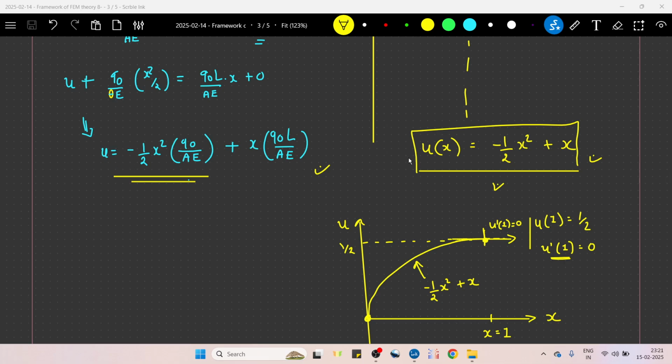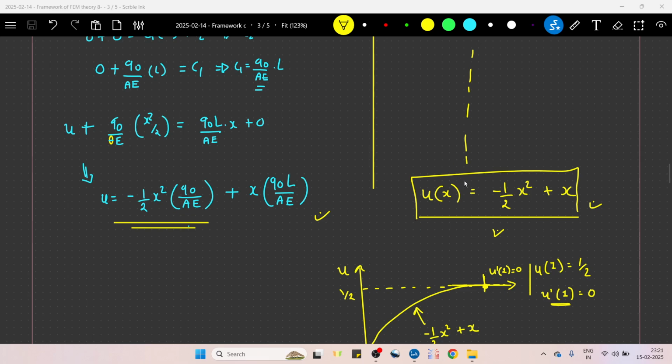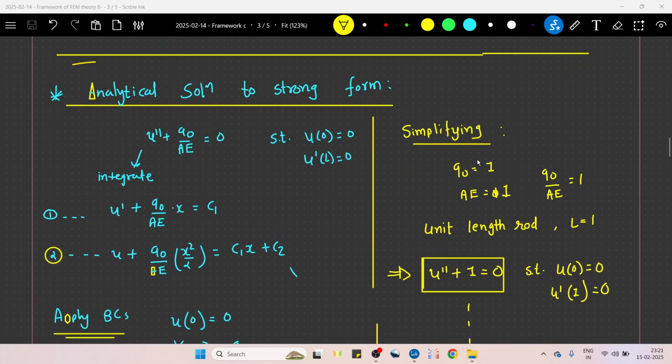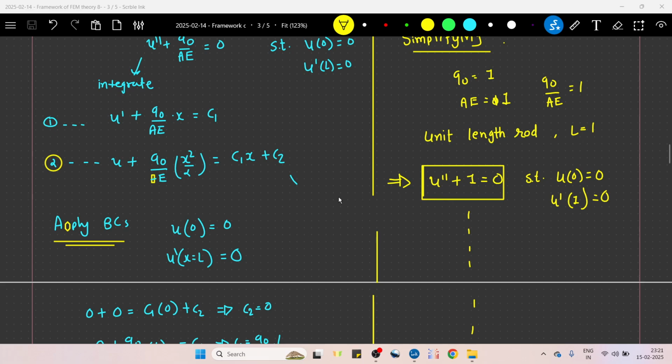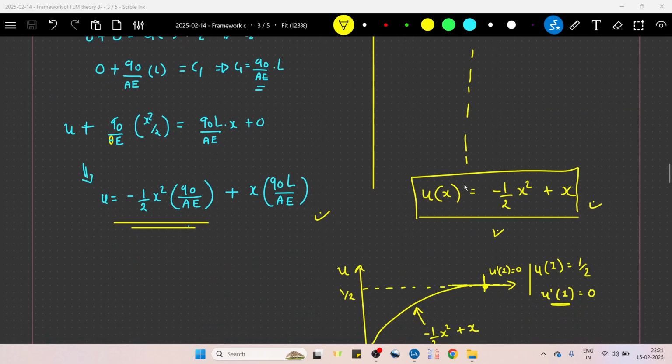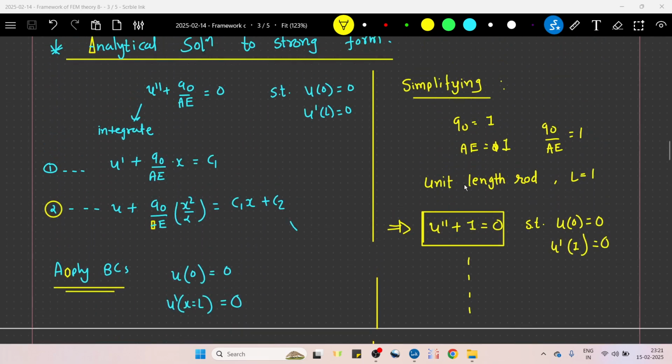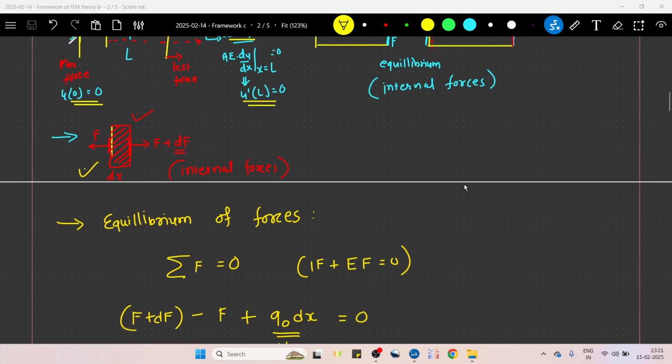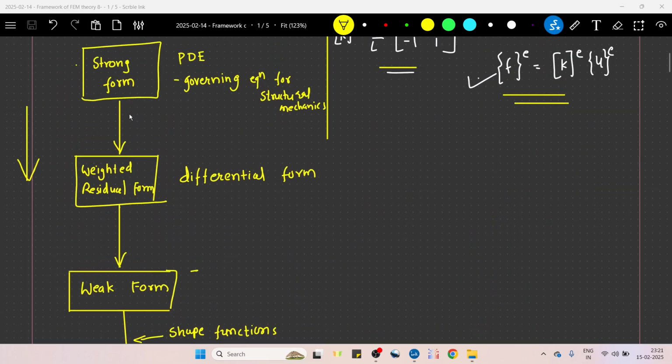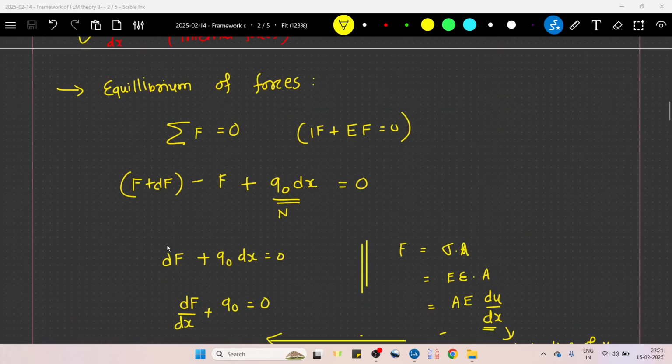This is the analytical solution for a simplified version, where we have taken q0 equal to 1, A equal to 1. So this is a simplified form of the strong form: u double dash plus 1 equal to 0, and this is the solution. In this particular video we will see strong form to weak form, how we will get to the weak form from the strong form. So let's get started.